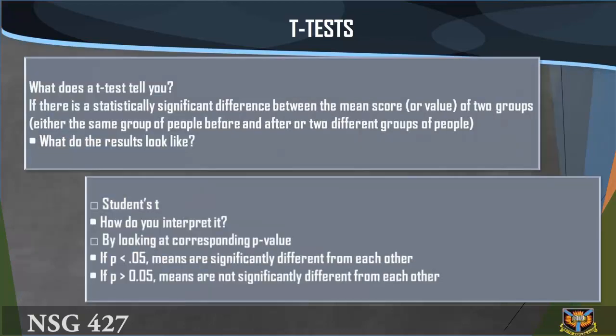What does a t-test tell you? If there is a statistically significant difference between the mean score or value of two groups, either the same group of people before and after, or two different groups of people. What do the results look like? Student's t. How do you interpret it? By looking at the corresponding p-value. If p is less than 0.05, the means are significantly different from each other. If p is greater than 0.05, the means are not significantly different from each other.